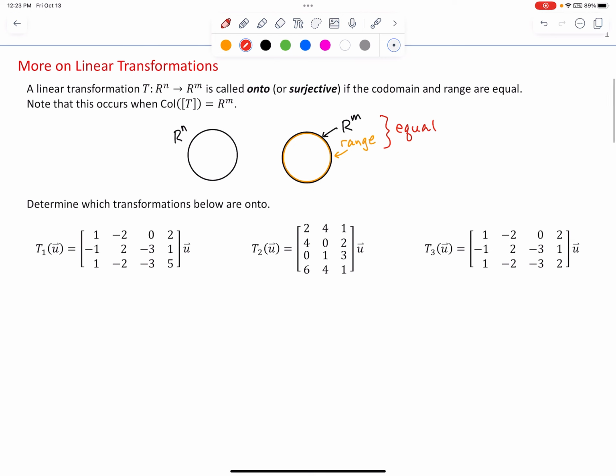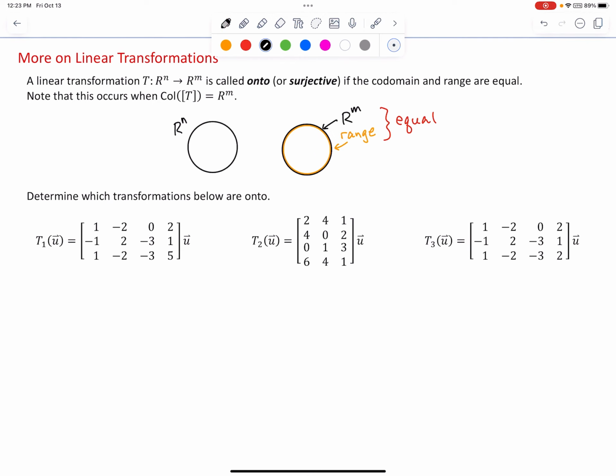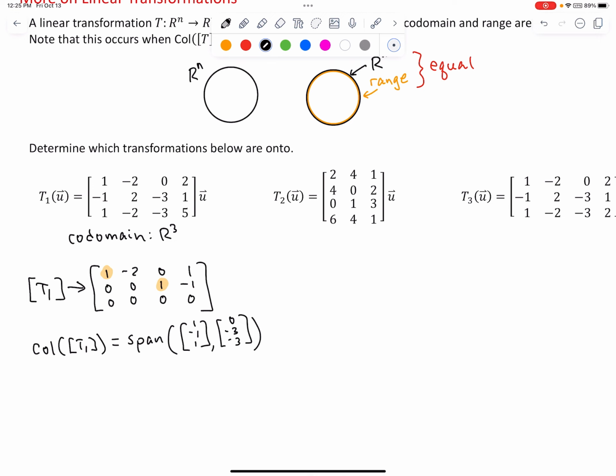Okay, determine which transformations below are onto, or surjective. So we have three transformations here. T1 is the same transformation we had above. So once again, I'll put its standard matrix into reduced row echelon form, getting the following. Also recalling that the codomain here was R3, and that the column space was the span of columns 1 and 3 of the standard matrix.